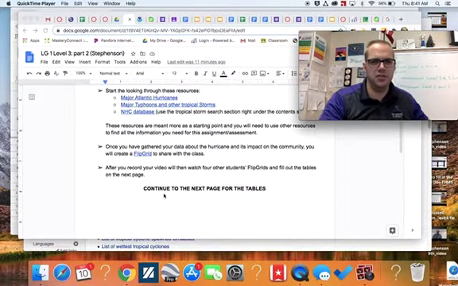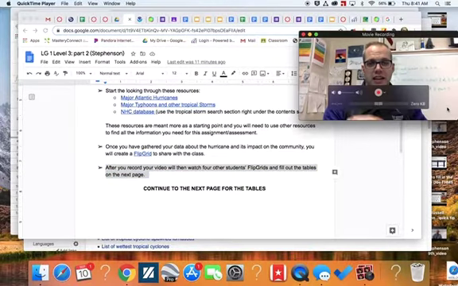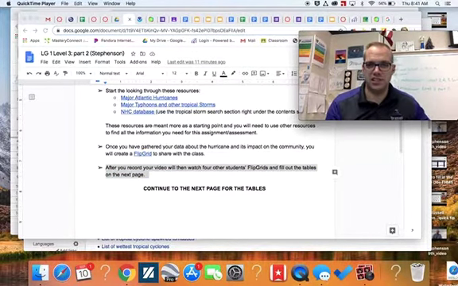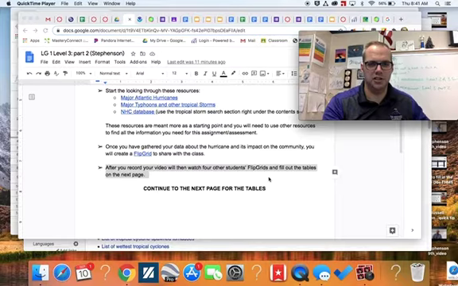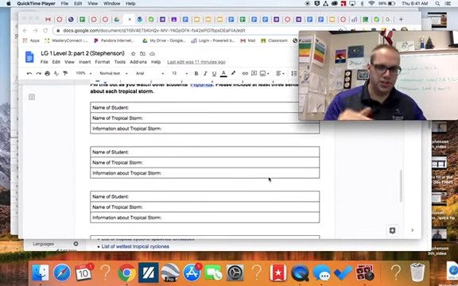And after you record your video to Flipgrid, I want to point out this little detail. You need to then watch at least 4 others and write a short response about them. Here's where you'll do that. So you're going to watch 4 other Flipgrid videos. Make sure they're on different storms.